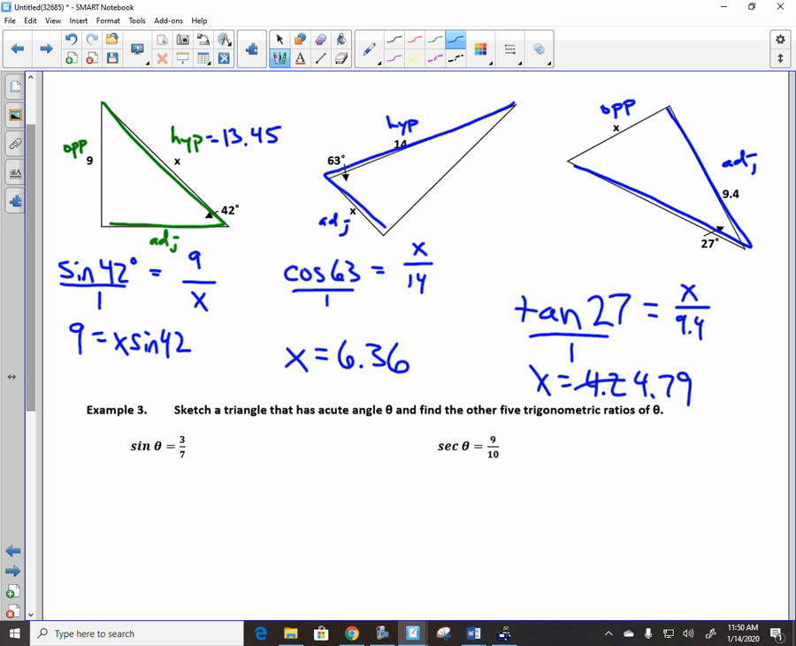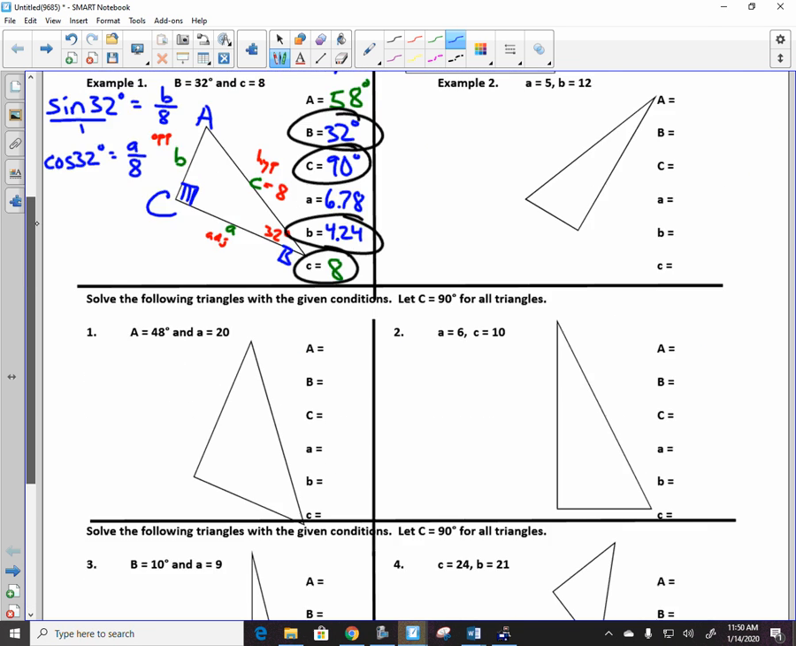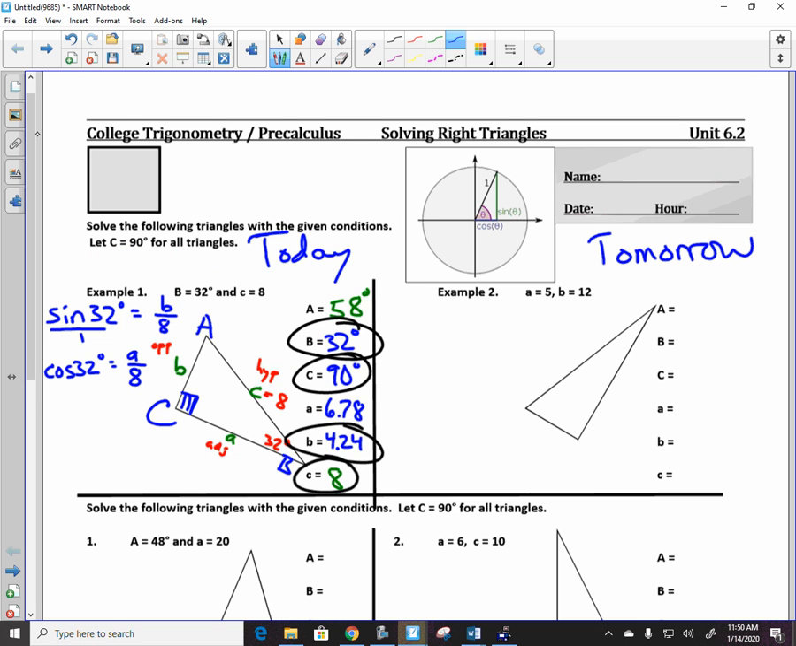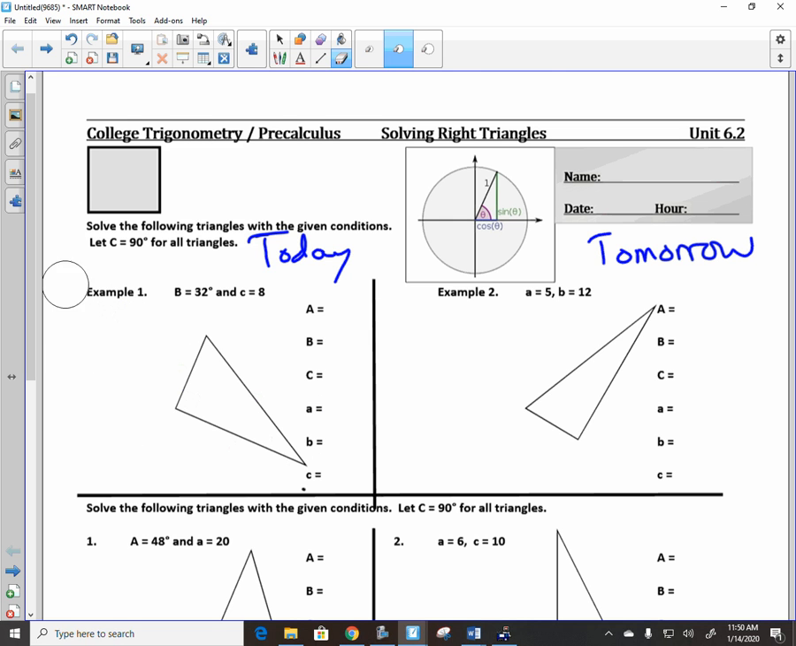Okay, you now have the skills to be able to solve triangles. So go ahead and turn to your worksheet. The left side is today, the right side is tomorrow. I haven't given you that yet?